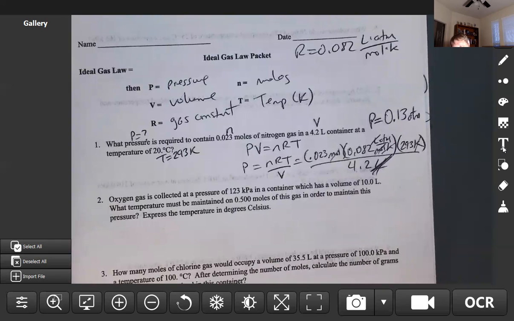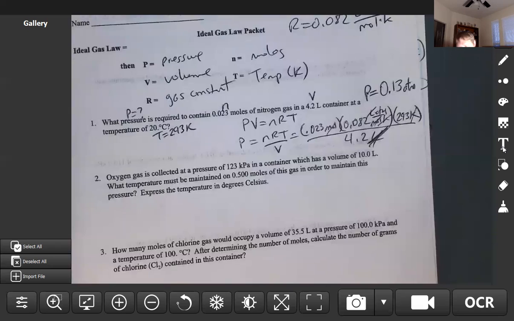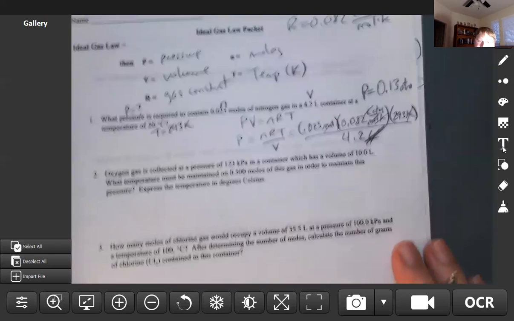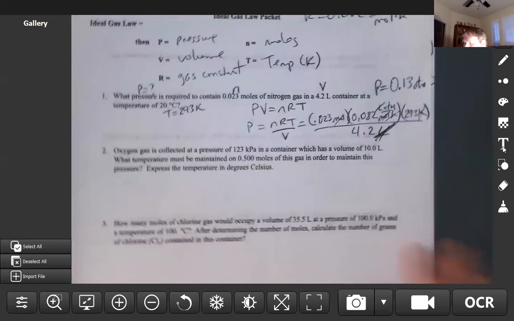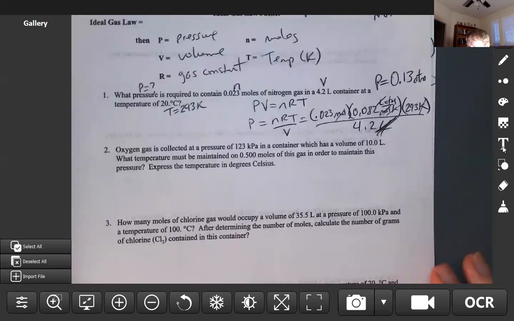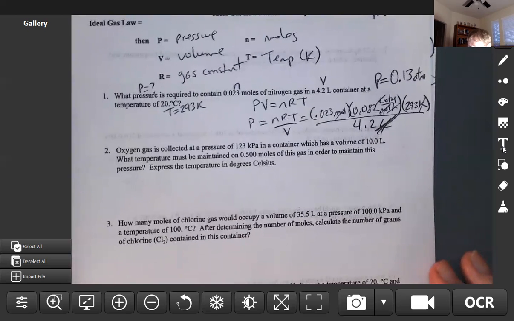All right, let's set a goal of working through five here, and we're going to quit no matter what time it is. Number five or 8:30, whichever one comes first.